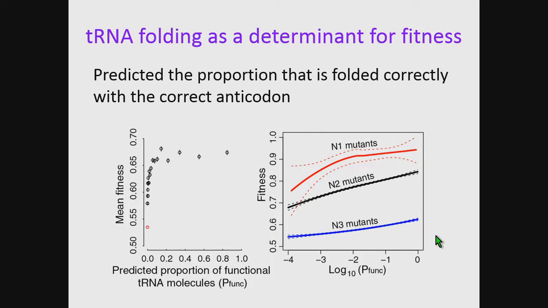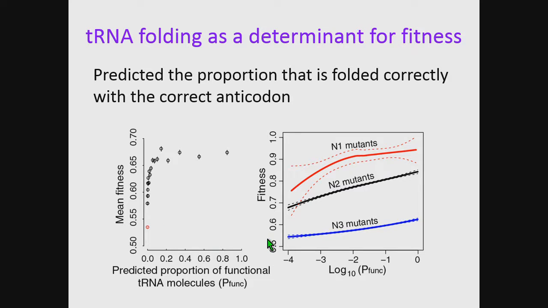So here I focus on tRNA folding as a determinant. I try to predict the proportion of functional tRNA molecules, which is drawn on the x-axis here, with two criteria. First, they should have the correct folding to the functional secondary structure. And second, they should have the correct codon, so that they are recognizing the correct codon. Using that criteria, we can see that when the predicted proportion of functional tRNA molecules is higher, the tRNA has higher fitness, although with a diminishing return.